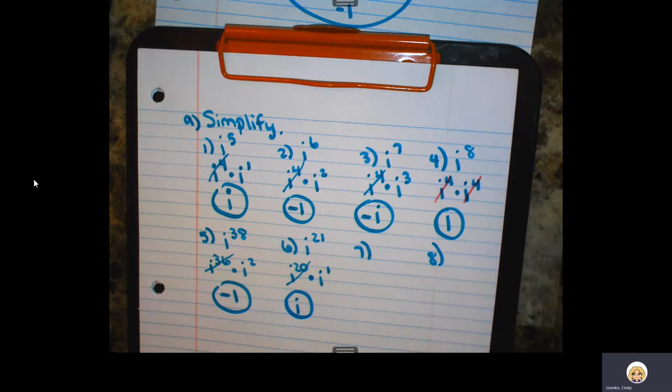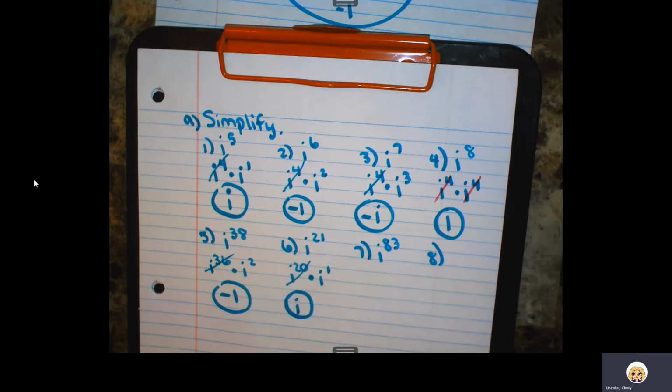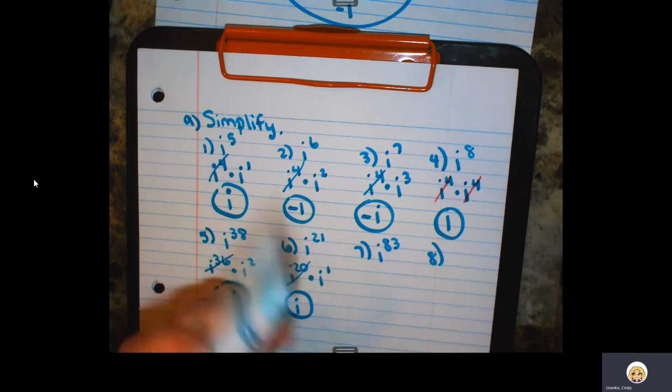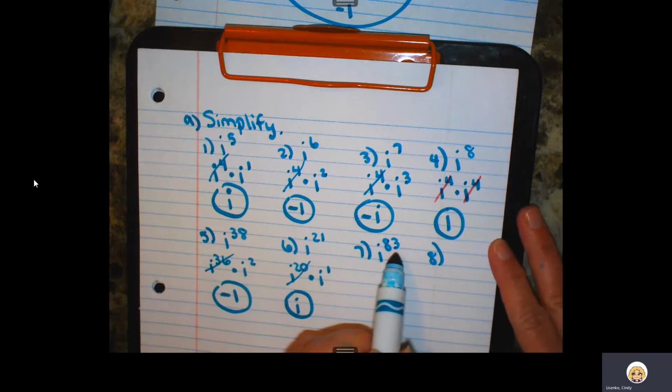Let's try the next one. i to the 83rd power. So I can count 83 times around. That'll take a long time. Or I can think to myself, what multiple of 4 is below 83? And that would be 80.